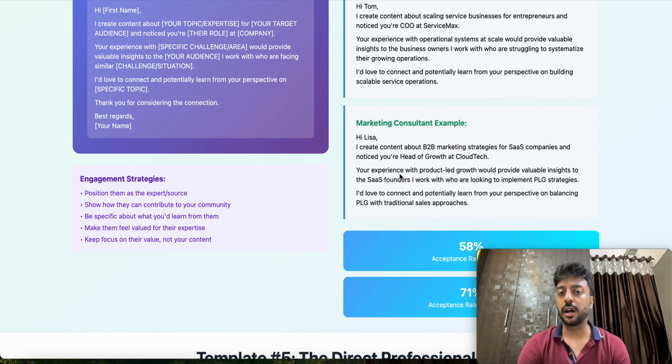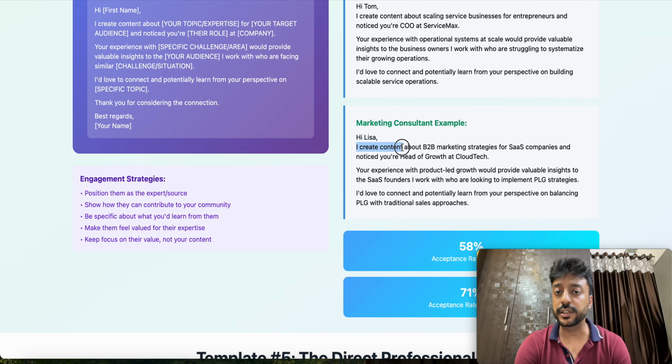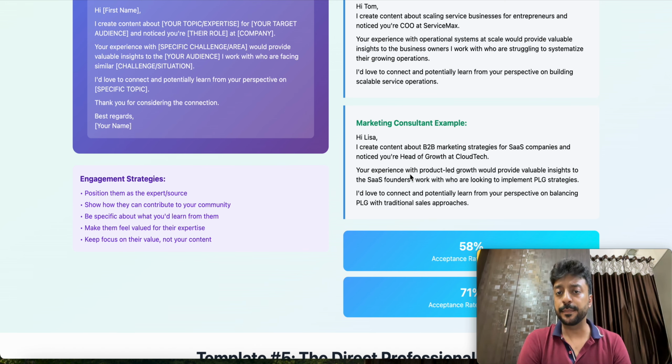For example, for the marketing consultant example: I create content about B2B marketing strategy for SaaS companies and noticed you are head of growth at Cloud Tech. Your experience with product-led growth would provide valuable insights to the SaaS founders I work with who are looking to implement PLG strategies. I would love to connect and potentially learn from your perspective on balancing PLG with traditional sales approaches. Obviously, I'm telling them that I provide B2B marketing strategies, but the reason I want to connect with you is not that I want to sell you something, but that I want to help my current clients. And for them, I'm looking for a professional person like you.